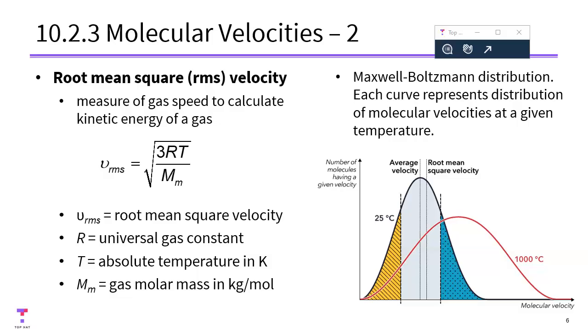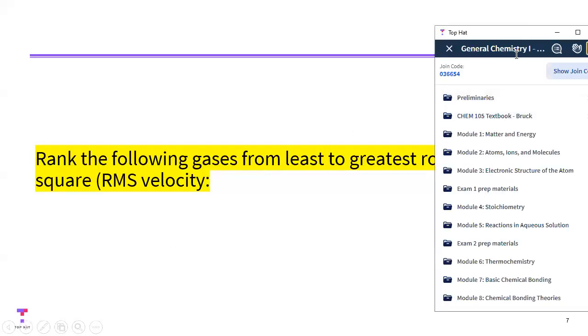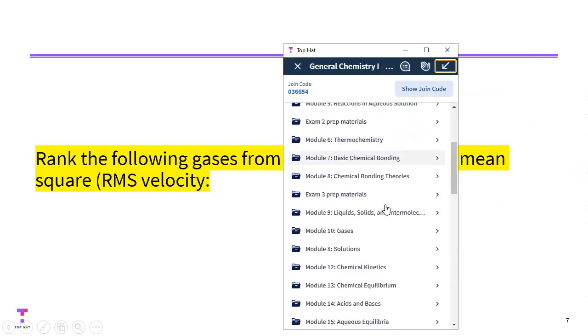The bigger the molar mass is, the more it's going to drag down that root mean square velocity. And that brings us to our first interactive question for today.